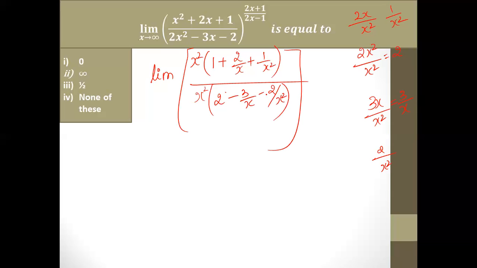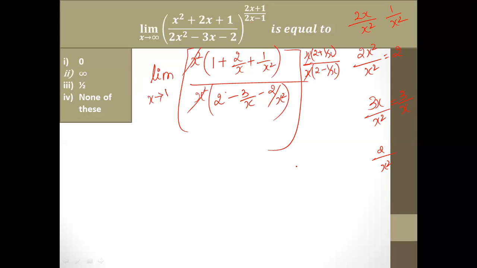Now coming to the power. We have in the power 2x plus 1 divided by 2x minus 1. There also you have a fraction. So if you see in the numerator, the highest power of x is 1. Take it out. If you take it out, what will you get? 2 plus 1 by x you will get. Similarly, in the denominator, the highest power of x is again 1. Take it out. You will be remaining with 2 minus 1 by x. So x cancels. Here x square cancels.